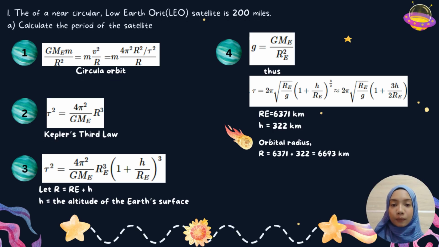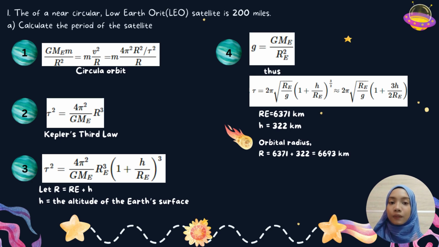After that, we will look at the problem. There are 4 steps in solving 1a, which is to calculate the period of the satellite. For the first step, we need to identify the circular orbit formula. For the second step, we need to know Kepler's third law. For the third step, we need to fill in the circular orbit formula into Kepler's third law. With this new formula, we need to know that r equals RE plus h, where h is the altitude above the Earth's surface.